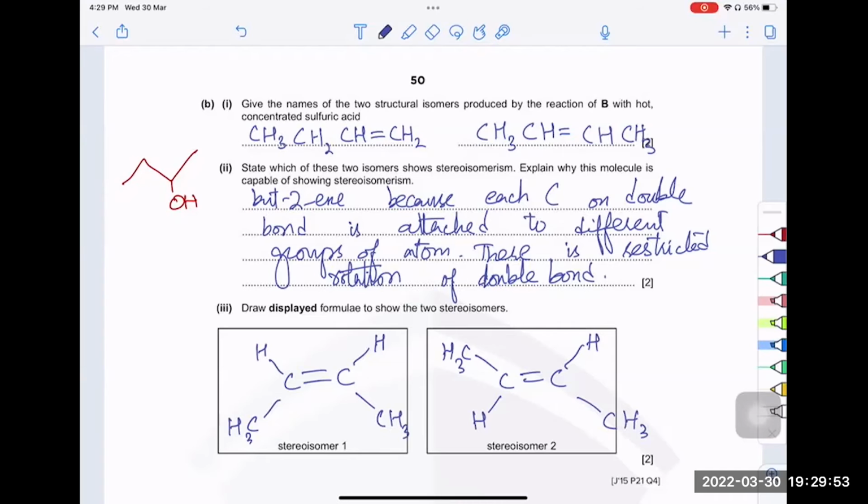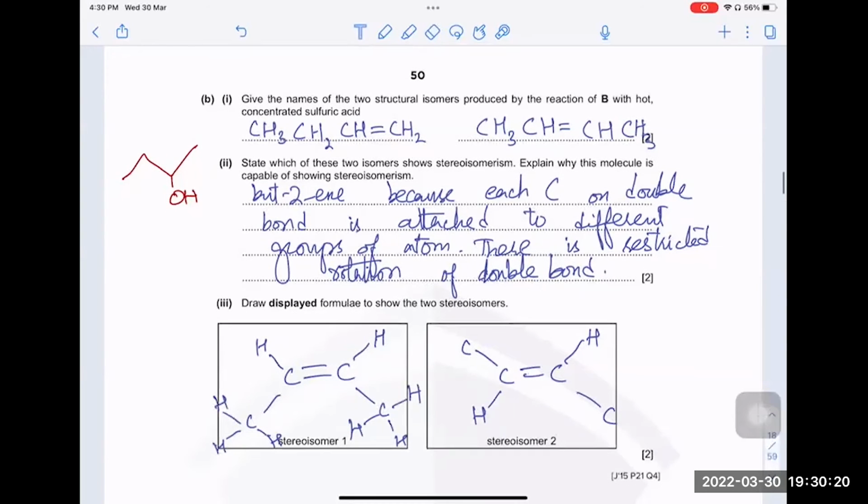But this one will not get marks. Why? Because the examiner said displayed formula. And what did I do? I just made a mixture of structural formula and displayed formula. So don't do that. What I should instead do is open this one up and give me all the hydrogens separately. That's how I'll score this mark. So pay attention to the way the question is phrased. Okay, so this one is going to give me 1, 2, 3 hydrogen, 1, 2, 3 hydrogen. Yeah, there you go.